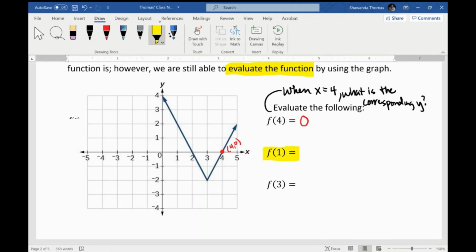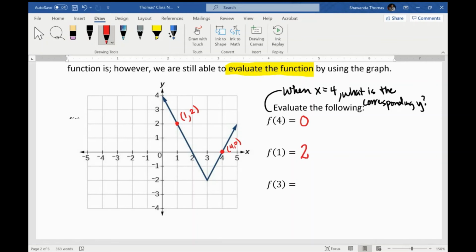f of 1. What is x in this situation? 1. And when x equals 1, they want us to evaluate this function. What is y when x equals 1? It's 2. All right, that's nice because that's the point (1, 2). Y'all get it?